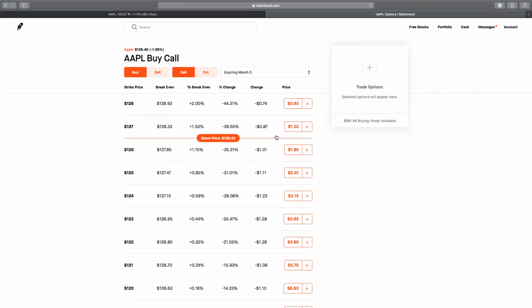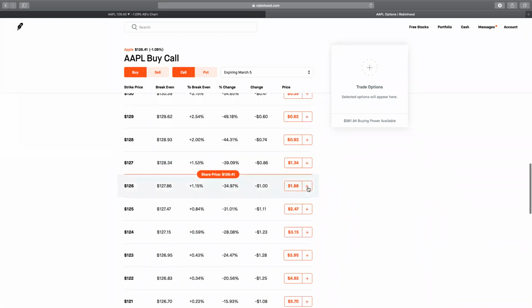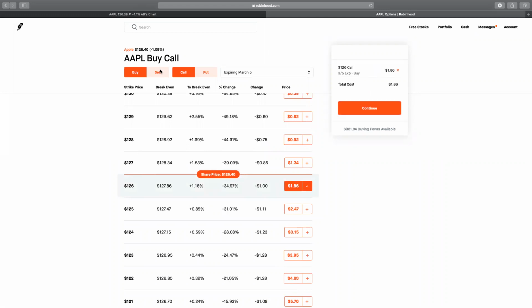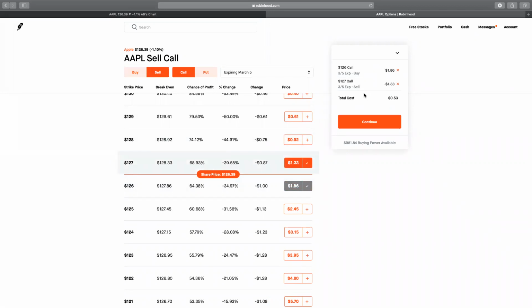Okay, so bull call spread. You would buy one call in the money, and then you're going to switch to sell. I don't even like the word sell. I like write, because sell confuses a lot of people, but you're going to write a leg out of the money.